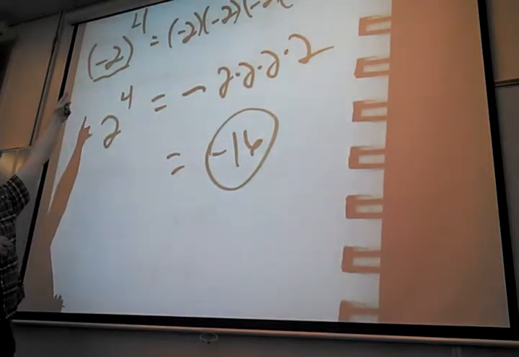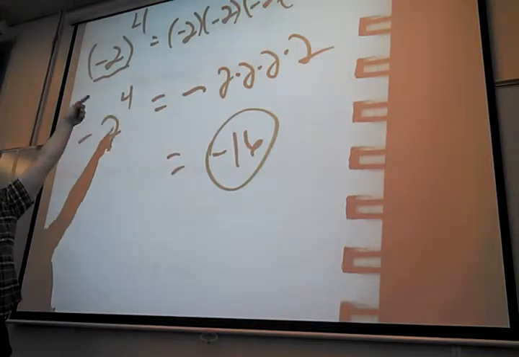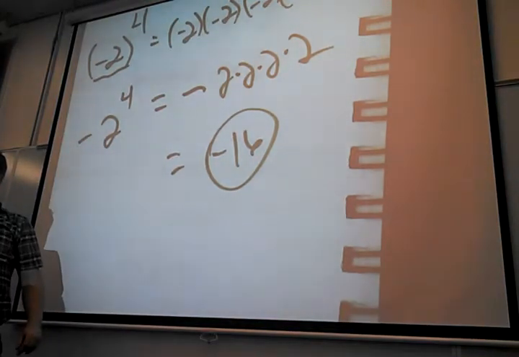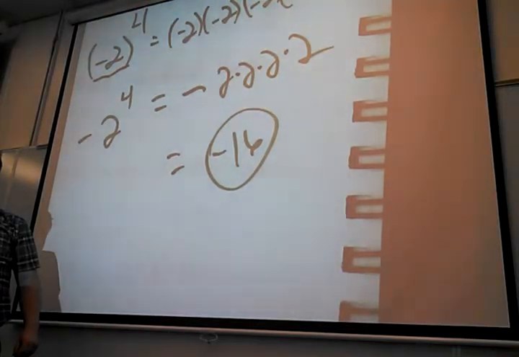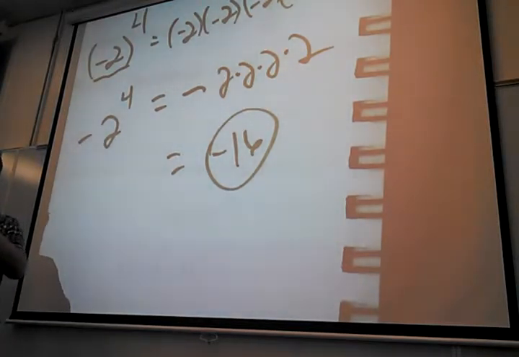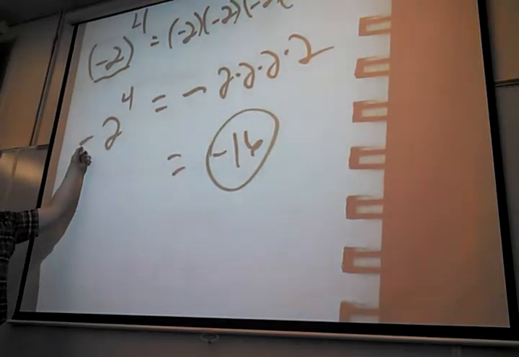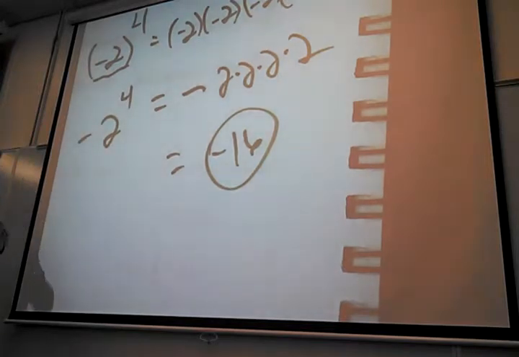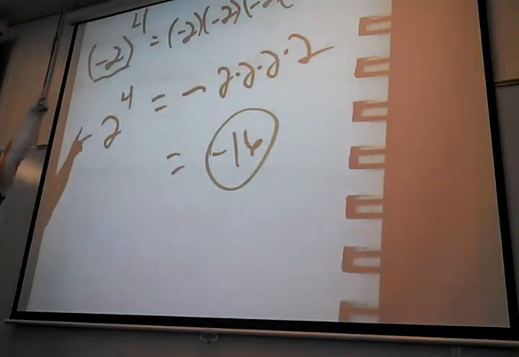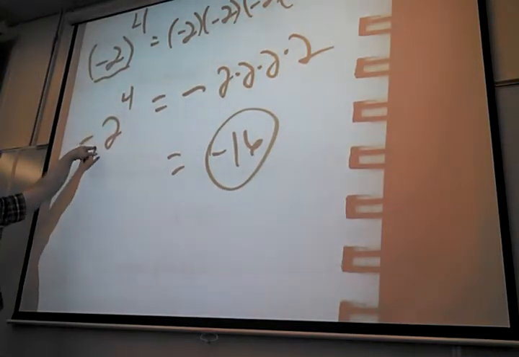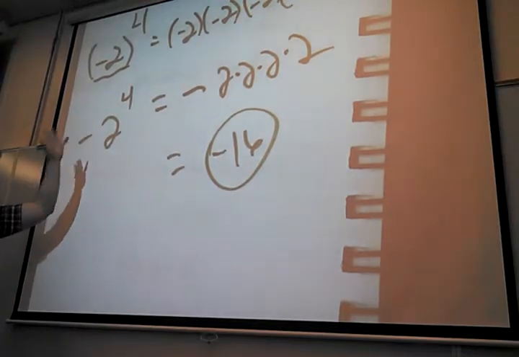Up there are 4 negative 2's, so there is no cancel. If we said negative 2 to the 4th, that means you've got 4 of those things. That one says I have 4 negative 2's. This one says I have 4 2's with the negative sitting out front multiplying. That's the difference. That's what parentheses does for you. It collects stuff together, so it catches the negative and the 2 so the 4 can go to both. Here, that negative escaped. The 4th power can't get to it.